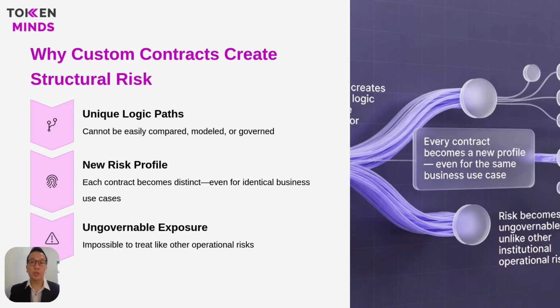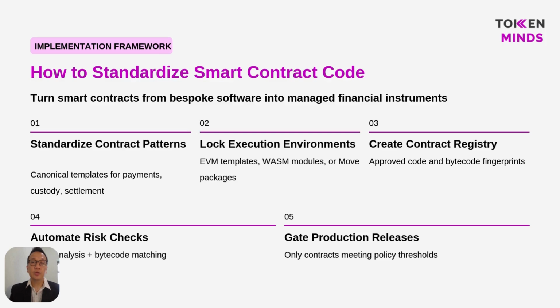Custom contracts create structural risk because every contract introduces unique logic paths that cannot be easily compared or governed. Even when two contracts serve the same business purpose, they create different risk profiles. Over time, this leads to ungovernable exposure, where smart contract risk can no longer be treated like any other operational risk.